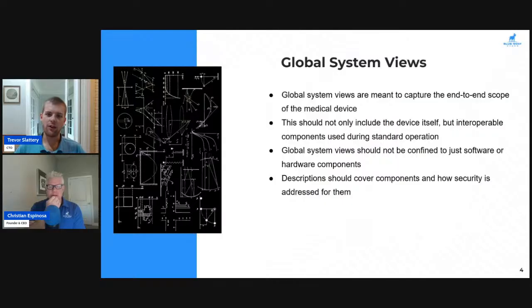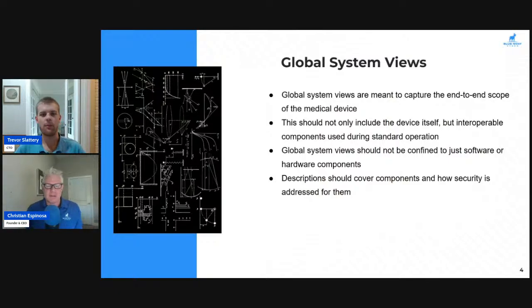Global system views are, as I mentioned, meant to cover the end-to-end scope of the medical device. When we're saying end-to-end, this is everything that could be foreseeably seen to interact with the device during normal operation, all standard users, any interoperable components. It needs to cover everything that will be involved with the device ecosystem, even if the manufacturer doesn't control it. So this is basically all interactions, either through a human or data flows, so it's logical or physical interactions with the device, effectively. Yes. From anything it's supposed to interact with, and even things it's not supposed to interact with.